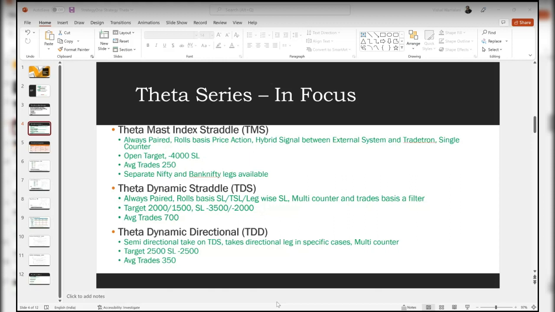It is on the higher side, but it's a completely paired strategy which keeps on rolling on multiple counters. So that's why the trades are high. Then we've got theta dynamic direction, which is actually based on TDS, but it takes a semi-directional look. Instead of rolling if a direction is confirmed, it will basically take the direction. This will happen only in specific cases.